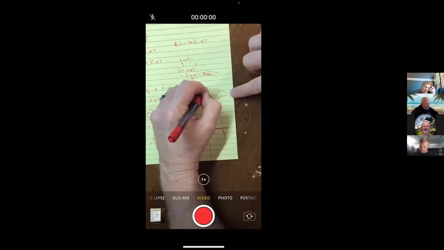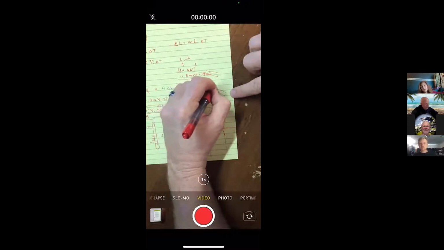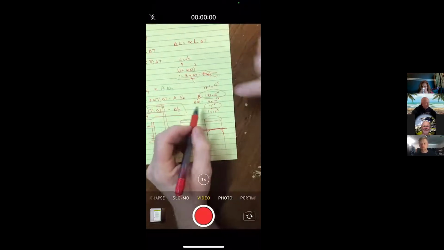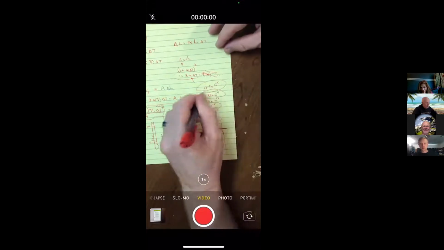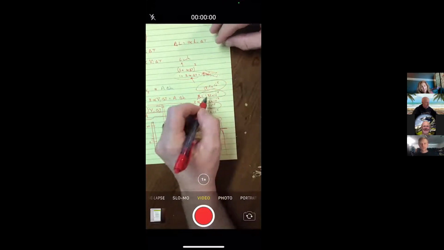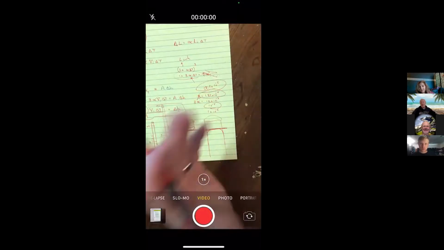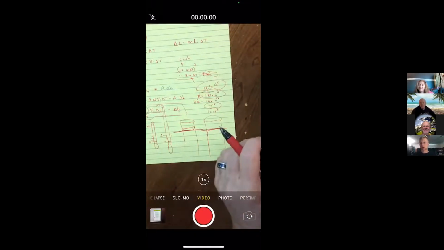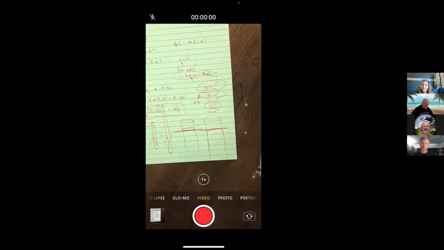I could write this as 18.2 times 10 to the minus 5. So the mercury expands 18.2 times more than the glass. So does the glass have a little effect? Sure, but mercury expanding 18 times more is huge.